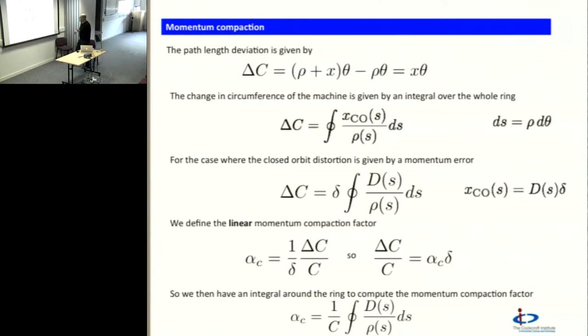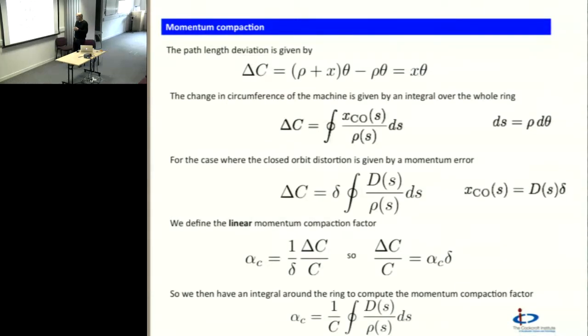It's linear because it's linear in delta. So alpha is the coefficient linking the first power of delta to delta c over c. You could well imagine a correction to this plus alpha c prime times delta squared, so on and so forth. They're non-linear momentum compaction factors. This is a very important thing. Normally people get lazy in accelerator physics. They call it the momentum compaction factor. What they mean is the linear momentum compaction factor, and that's how they use it.